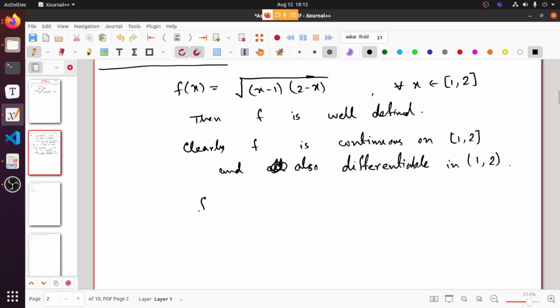And now what will be f of 1? If we put 1 here, the function will be 0, and f of 2 will again be 0, right? So f a equals f b, both are 0, and f is continuous on the closed interval a b and differentiable in the open interval a b. So now we can apply Rolle's theorem.